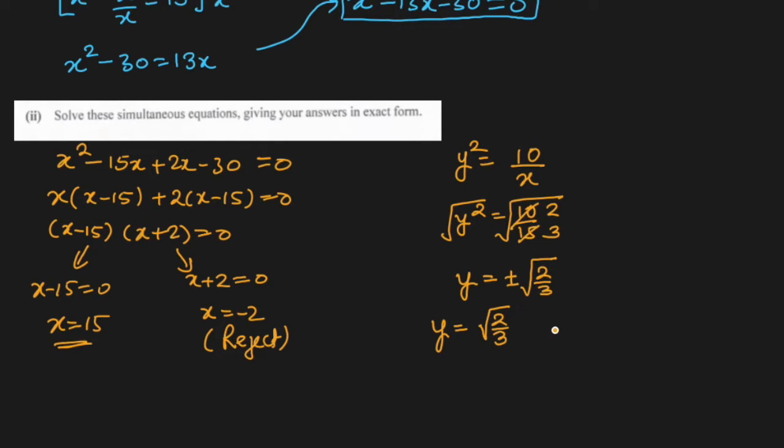And if you want to rationalize the denominator, multiply and divide by square root 3, top and bottom, you get square root 6 over 3. So we got two answers. X is equal to 15. Y is equal to square root 6 over 3. We have solved the set of simultaneous equations.